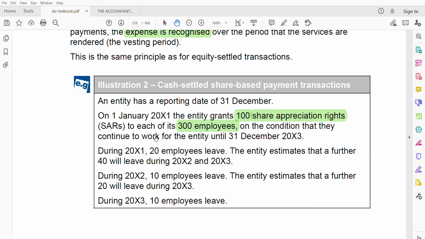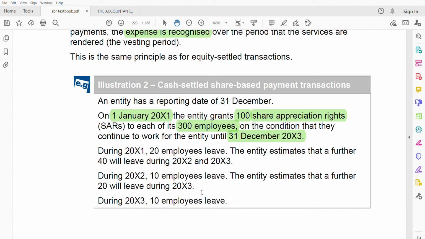On the condition that they continue to work for the entity until what? 31st December 2003. So this was given on 1st of Jan 2001. So 1, 2 and 3, 3 years: during 2001, during 2002 and during 2003. What happened? 20 employees leave. The entity estimates that a further 40 will leave during 2002 and 2003. In 2002, 10 employees leave. That means they actually left. The entity estimates that a further 20 will leave during 2003. During 2003, 10 employees leave.